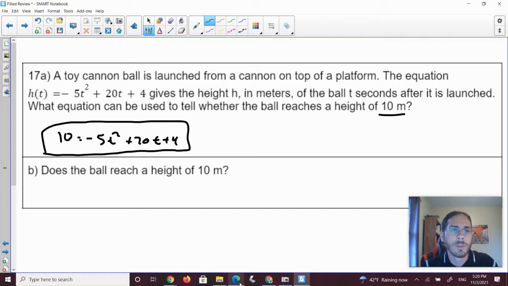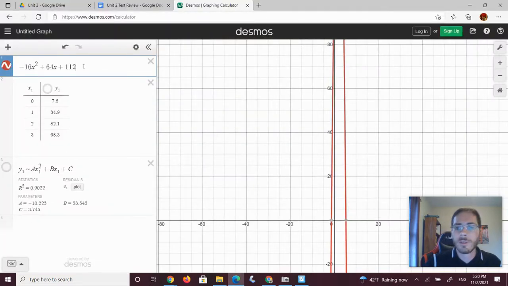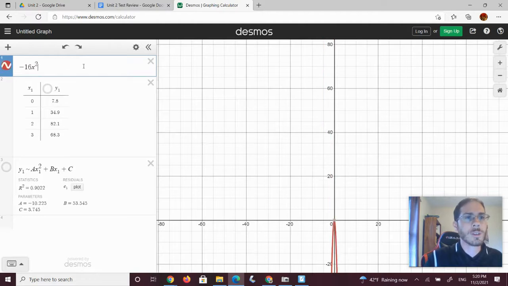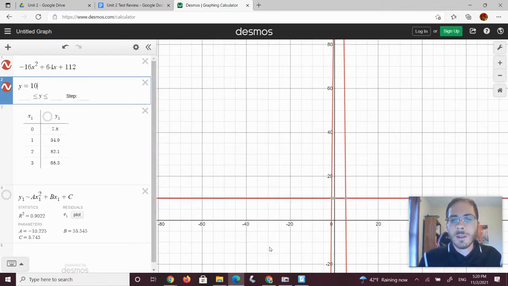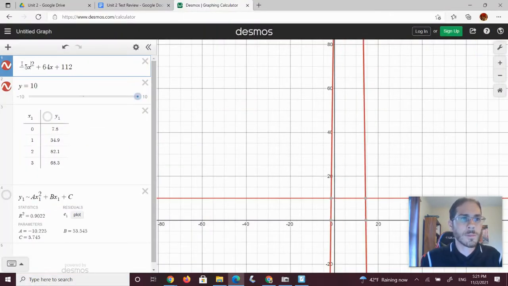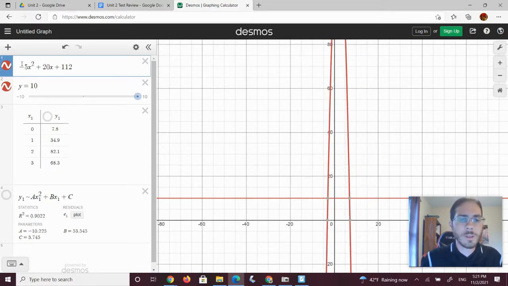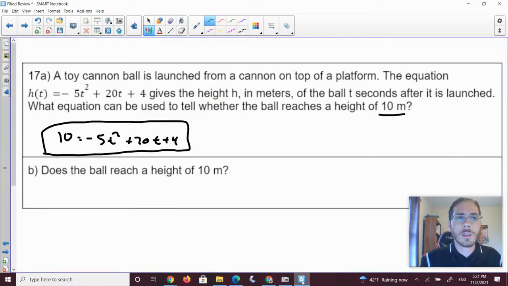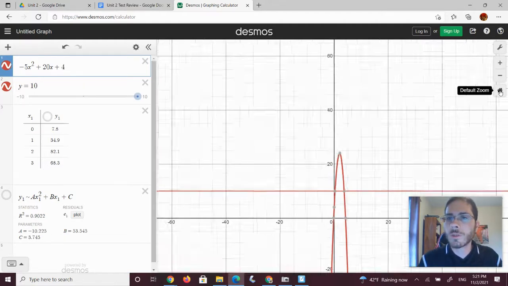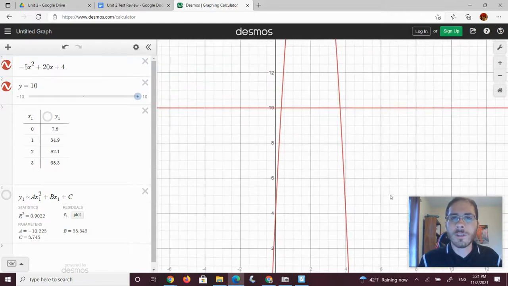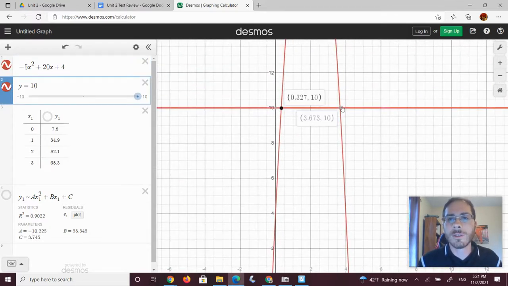And I think that Desmos is pretty good for this. So we're going to have y equals 10 for the first one. I don't want to get rid of any of that. So y equals 10. And we have negative 5t squared plus 20t plus 4. I'm going to make those x's instead of t's. Plus 4. That's a little toy, so we're probably not going to go that far. Let's go home. All right, so we're just seeing if these cross. It does, so the answer is just yes.